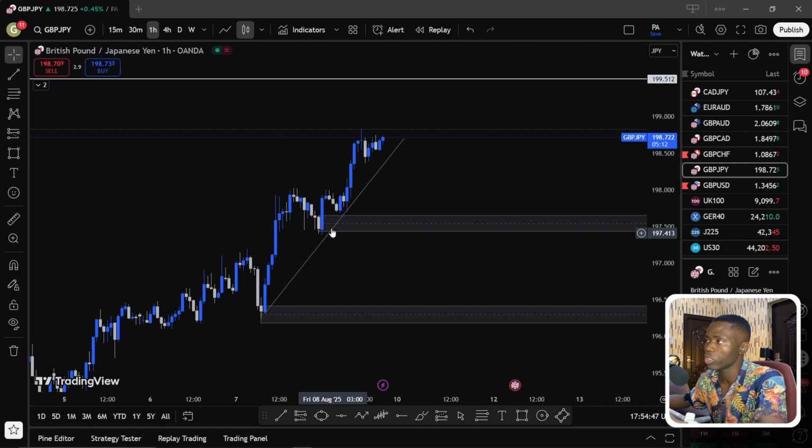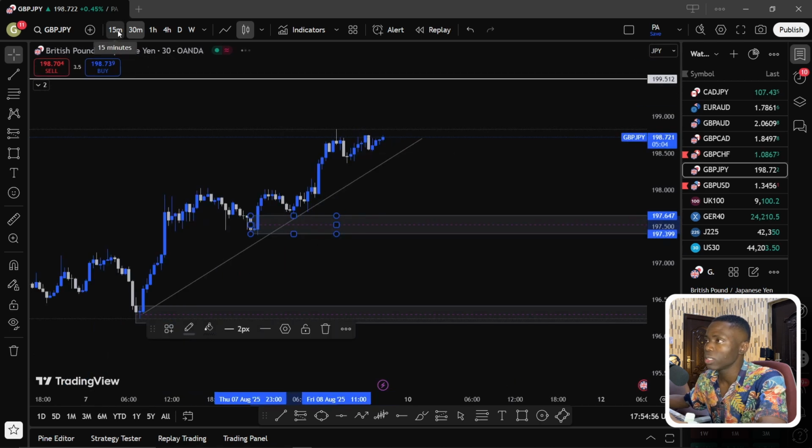Since from here to here is 100 pips, which means that is a huge room for the market to move, and that is not likely to happen. So I will advise you to also mark it out. And you can come down here with this one.